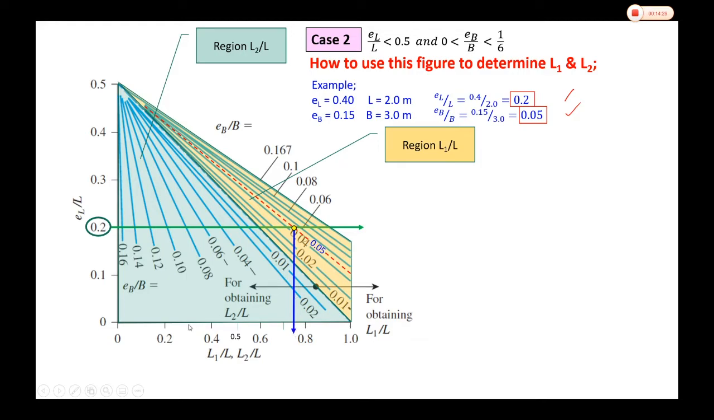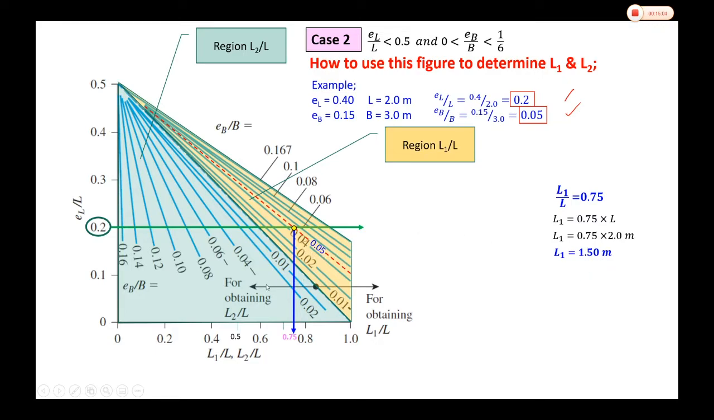Going down and reading through at the x-axis to get the ratio of L1 over L, you can see a rough estimate of 0.75, since this is 0.7, so this is 0.75 for the ratio of L1 over L. Then you can solve this since we have the L value here as 2 meters. So the L1 is 1.5 meters.